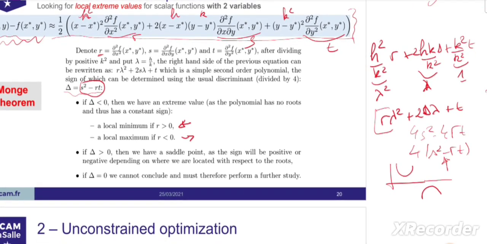If your delta is greater than 0, it means that you have a polynomial that changes sign. Sometimes it's positive, sometimes it's negative. So that means that it depends on the ratio between h and k, between the kind of increase we're doing in the x direction and in the y direction. So we would have something that is not independent of the neighborhood that we are traveling in. Okay, so that's the Monge criteria that you learned last year.